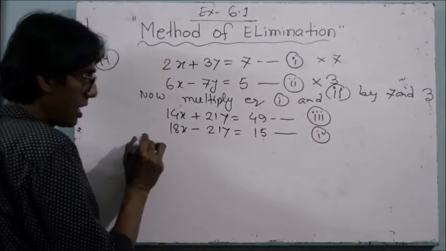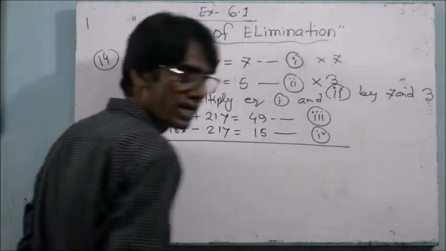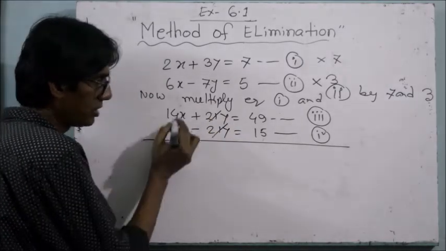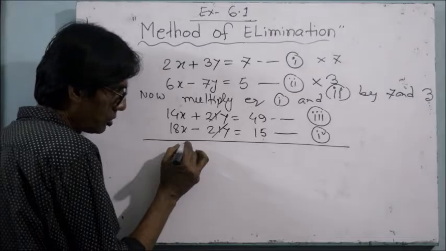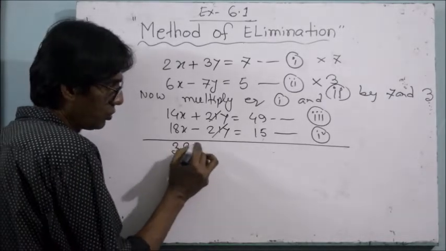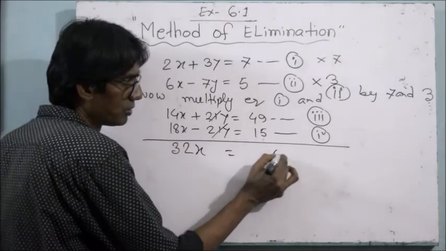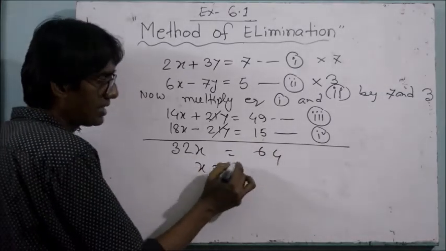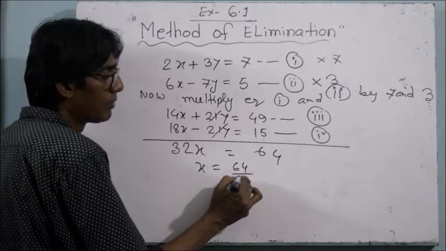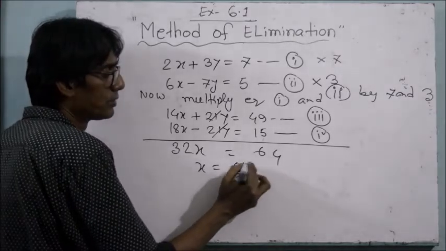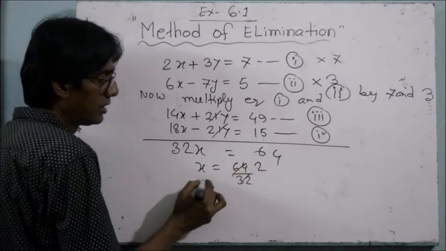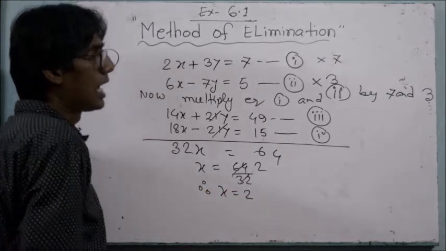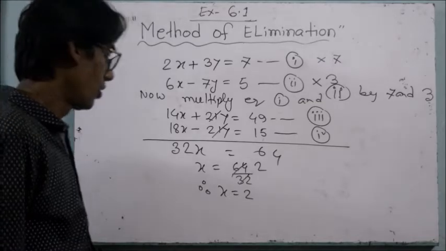Okay, so now adding both equations. Why adding? Because they have opposite signs. So 21y is omitted. So 14 plus 18 is 32, so 32x equal to 64, or x equal to 64 by 32. Therefore x equal to 2. So I get the value x equal to 2.